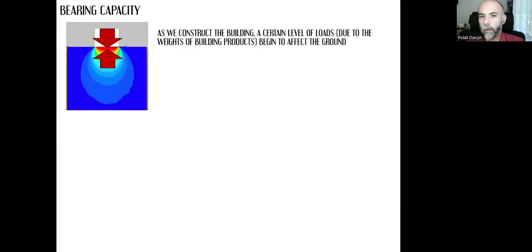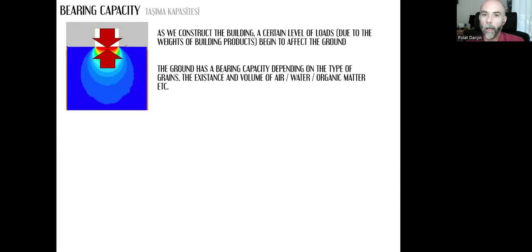That's what we call a bearing capacity. And different areas can have different bearing capacities. That's taşıma kapasitesi. The ground has a certain level of bearing capacity depending on the type of the grains, the existence and volume of the air, water, or organic matter.